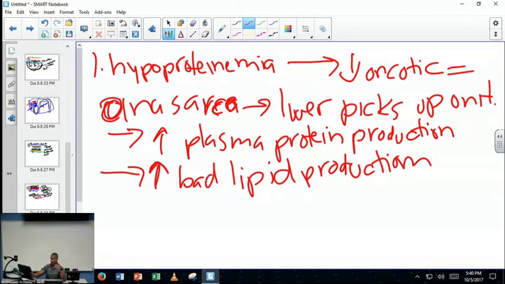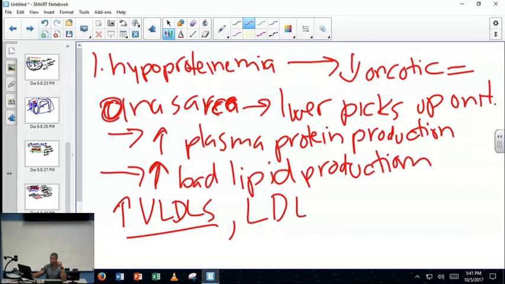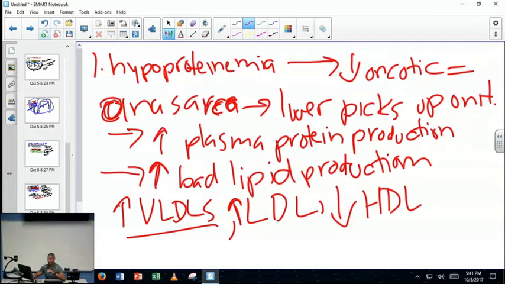So what does that mean? Your VLDLs, which is what we're talking about here, we're talking about triglycerides, right? LDL, and there's intermediate density where I'm going to put it. And so what's going to happen to HDL? It's going to drop, yeah. You can actually get dyslipidemia so severe with nephrotic syndrome that your cholesterol can go literally in the thousands.